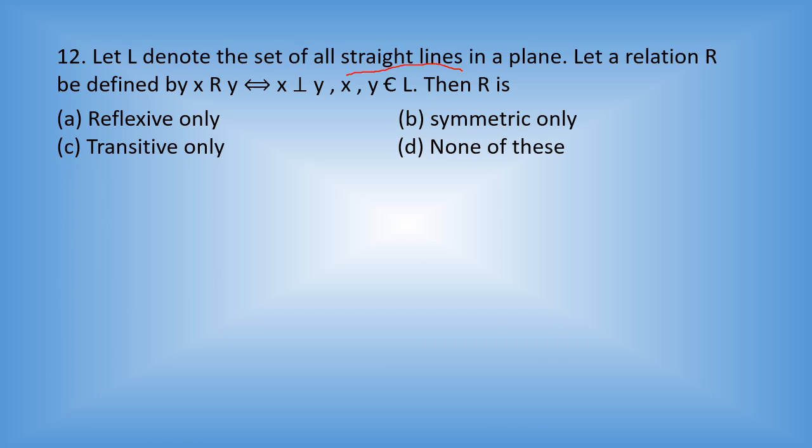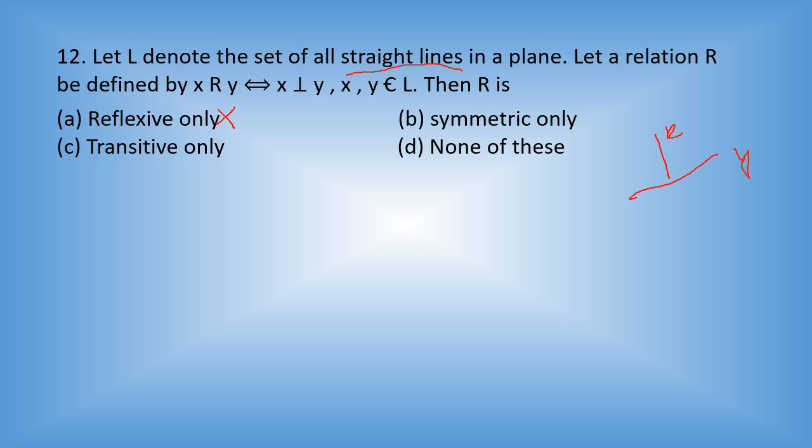I'll take two lines. One line is x and another line is y such that the line x is perpendicular to line y. So this is the line x and this is the line y here. To say that it is reflexive, the ordered pair (x, x) should belong to the relation R. So we know that a line cannot be perpendicular to itself. Therefore, this is not reflexive. The first one is not an option.